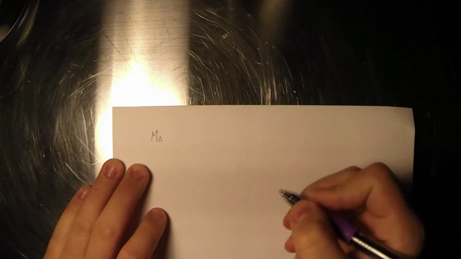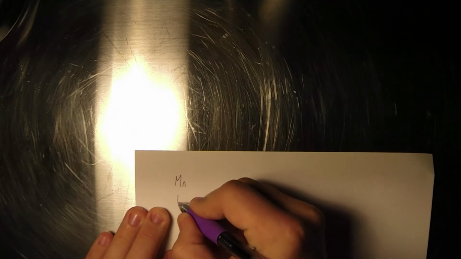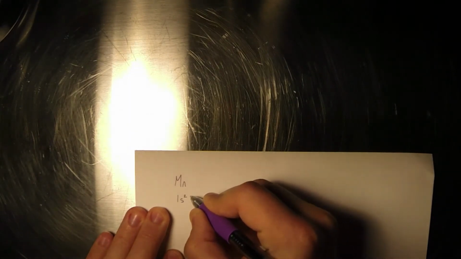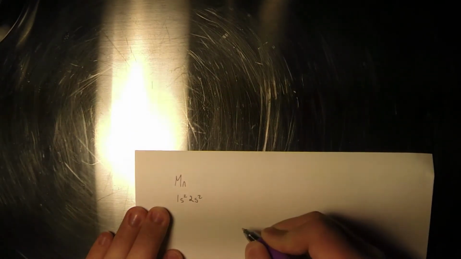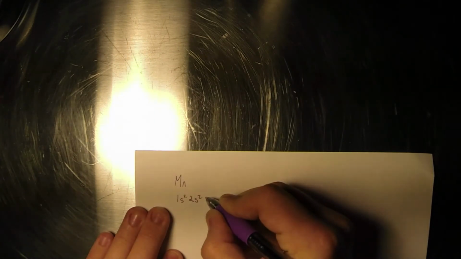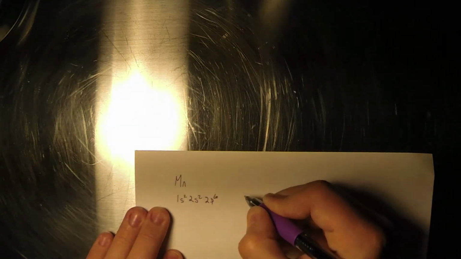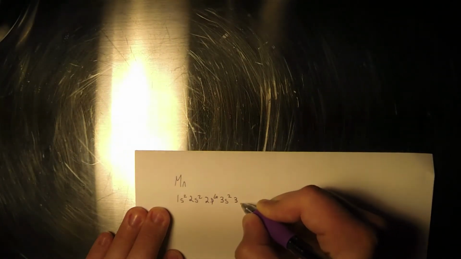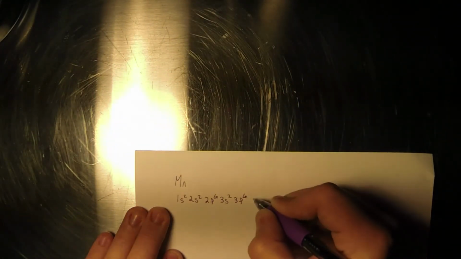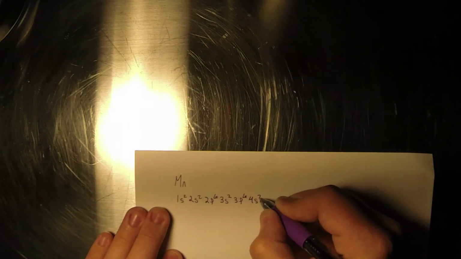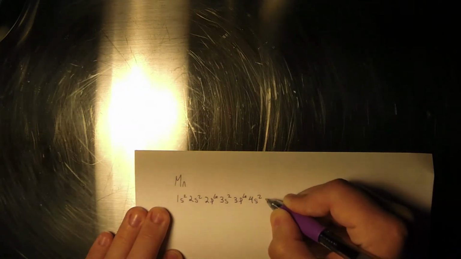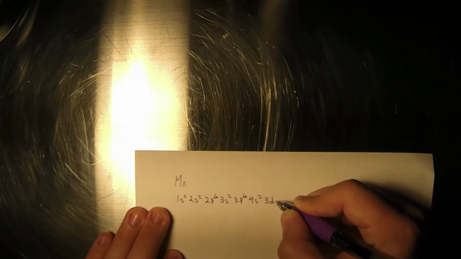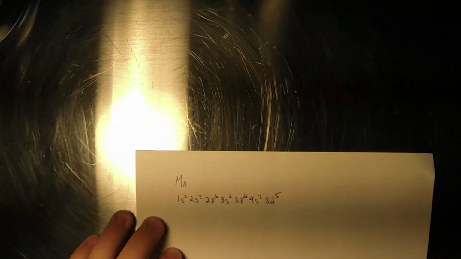So we would write this up here as 1s2, 2s2, 2p6, 3s2, 3p6, 4s2, and then 3d5. So 3d5, that's how you would write that.